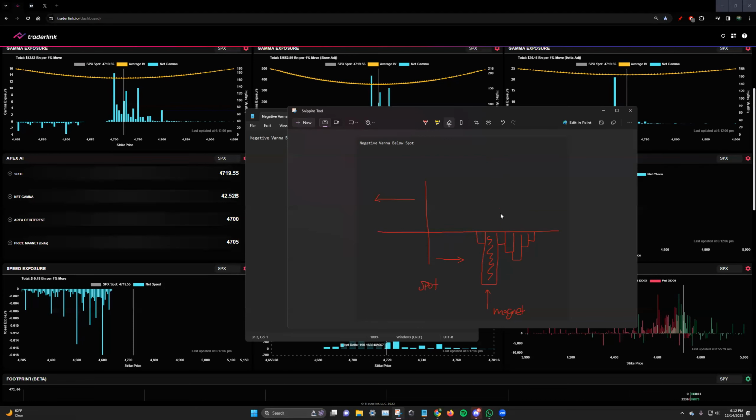I can't get rid of the dots. Okay. So I didn't have to erase that. I don't know why I did. Spot price, right? And we'll get rid of this.